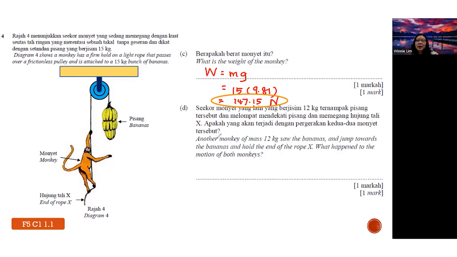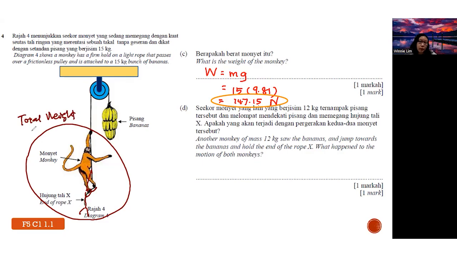Part D. Another monkey of mass 12 kg saw the banana and jumped toward the bananas and held the end of the rope X. What happened to the motion of both monkeys? So now the scenario is, there is another monkey as well holding together, right? So which means what happened to the left hand side? The total weight will be increases.